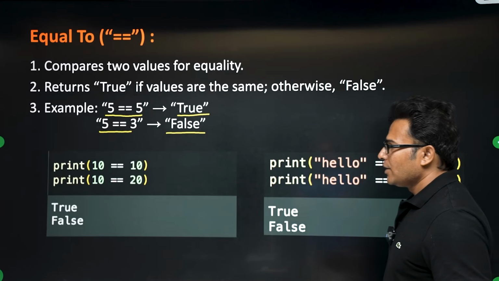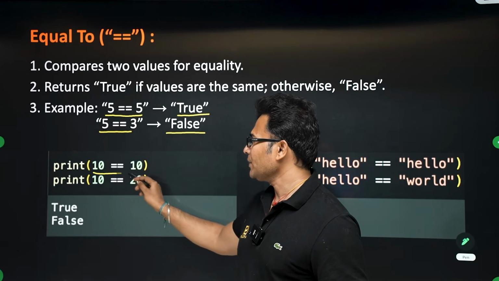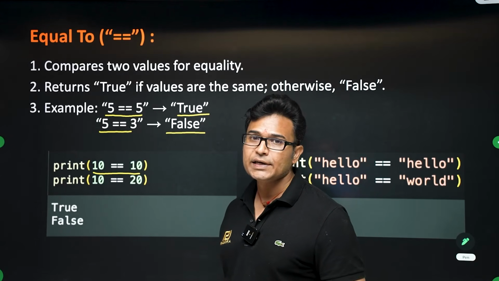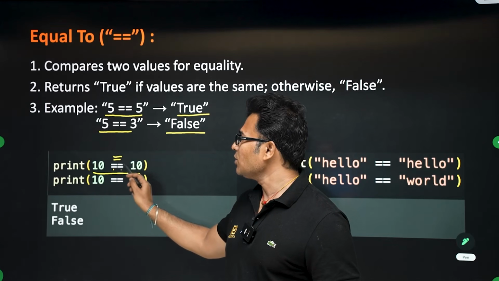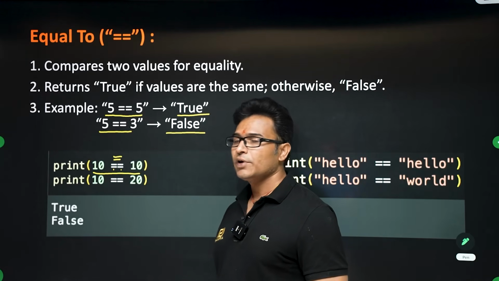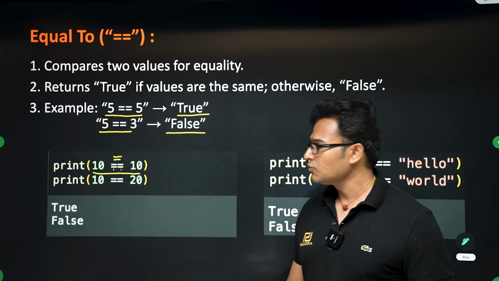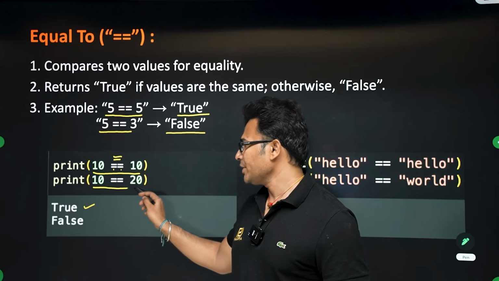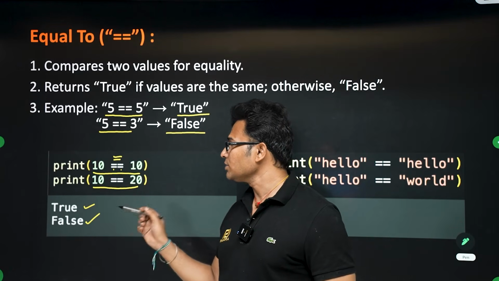Now, if you write a program like this, print 10 equal to 10. See, it is not assignment. It is double equal to, not single equal to. There are two equals signs. Now 10 equal to 10 means we are checking if 10 is equal to 10. Yes, 10 is equal to 10. Therefore, the output will be true. If you are checking 10 equal to 20, 10 is not equal to 20. Therefore, the output is going to be false, right?